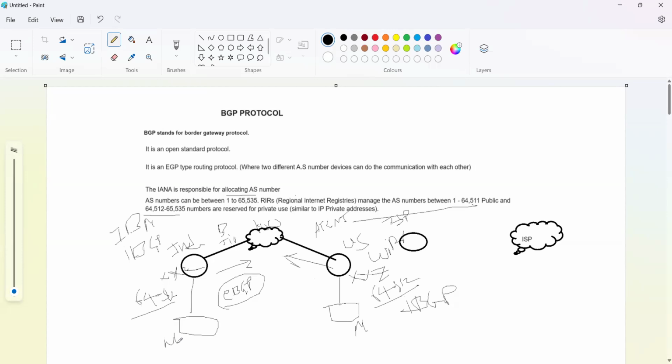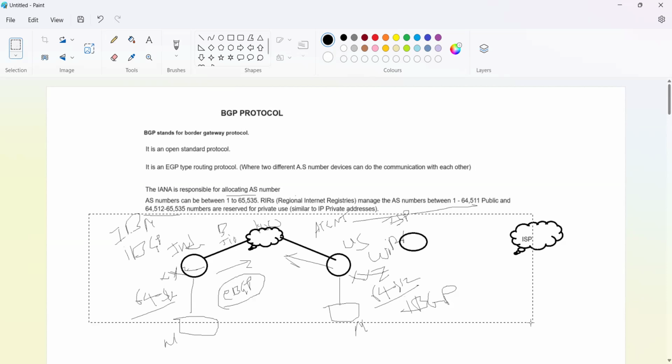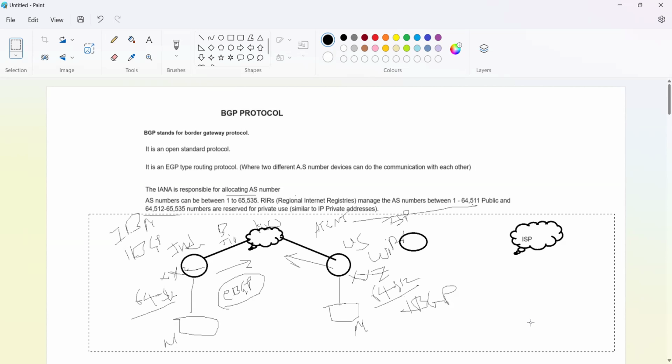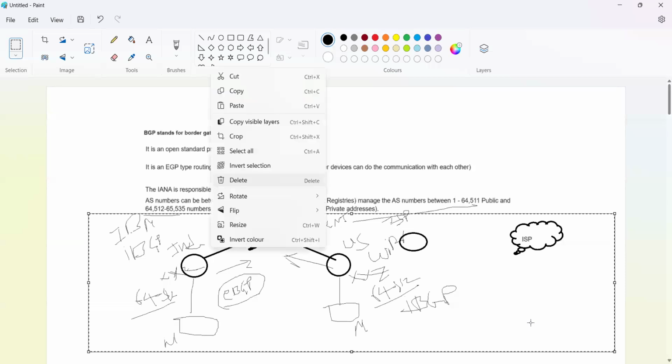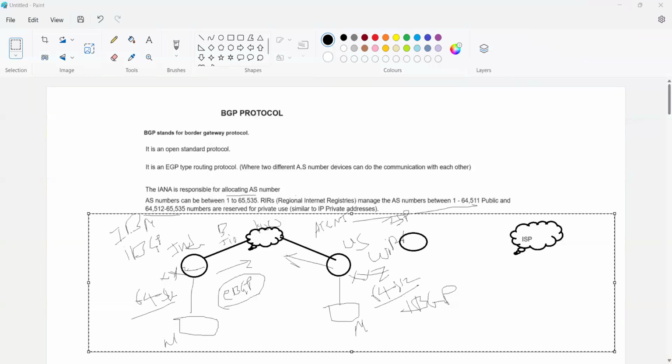If we want to reach the internet, if we want to reach different geographical locations, without BGP we cannot reach them. That is the reason BGP is required. I hope everyone got the requirement of BGP. Any doubts in these scenarios, in this BGP protocol usage? Yes or no? No. Fine.